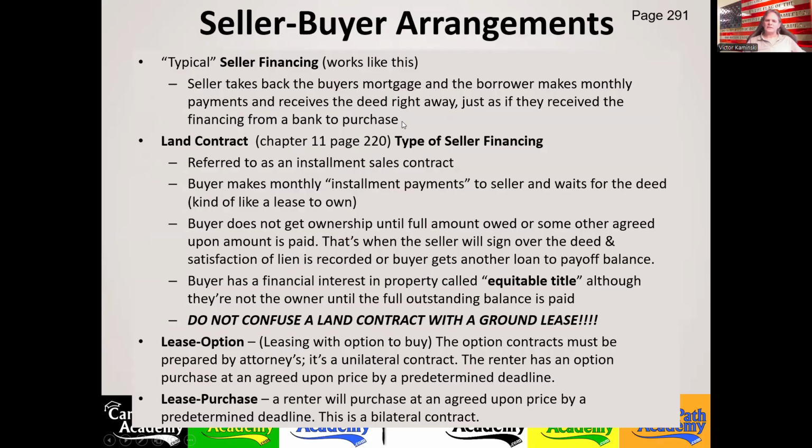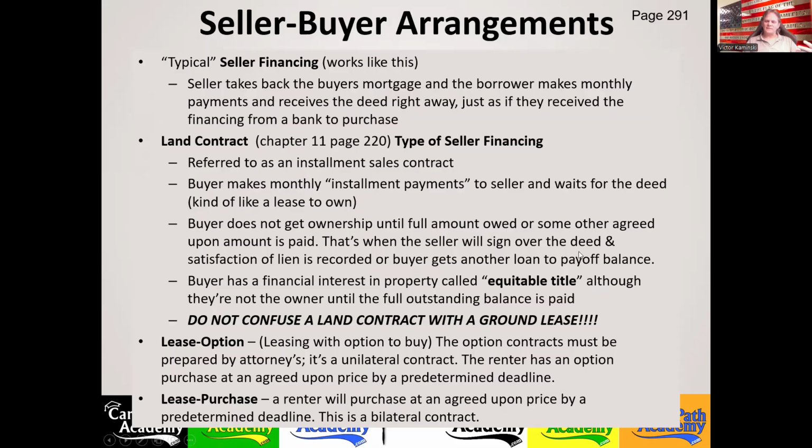A land contract is also a type of seller financing, except this is referred to sometimes as an installment sales contract, where the buyer makes monthly payments in installments and they wait for the deed. The owner does not give the deed to the buyer until they've paid off the full amount owed or some other amount that they've agreed upon. Once they've paid it off up to that point, then they'll sign the deed over and give them the deed to the property. Okay.